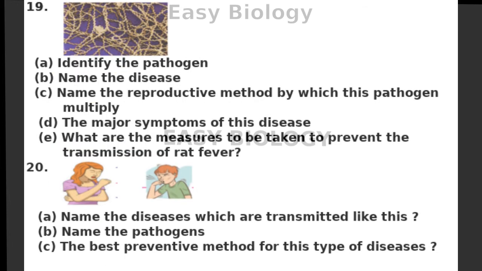Question number 19. A. Identify the pathogen. Answer. Leptospira. 19b. Name the disease. Answer. Rat fever or leptospirosis. Question 19c. Name the reproductive method by which this pathogen multiplies. Answer. The pathogen multiplies through binary fission.